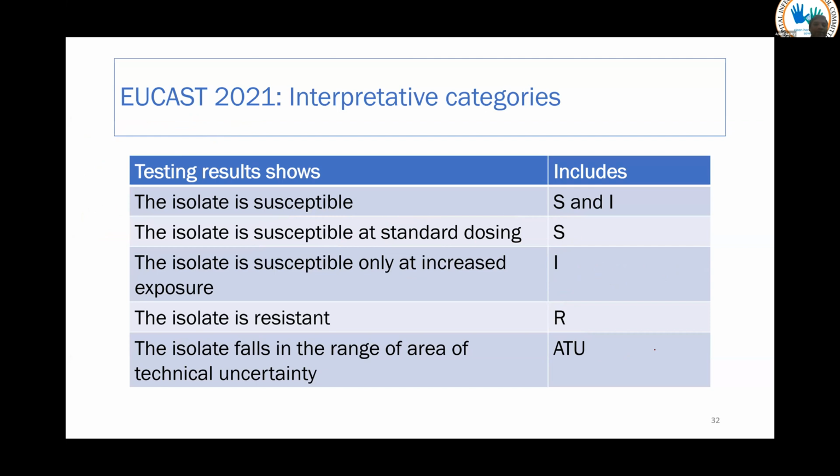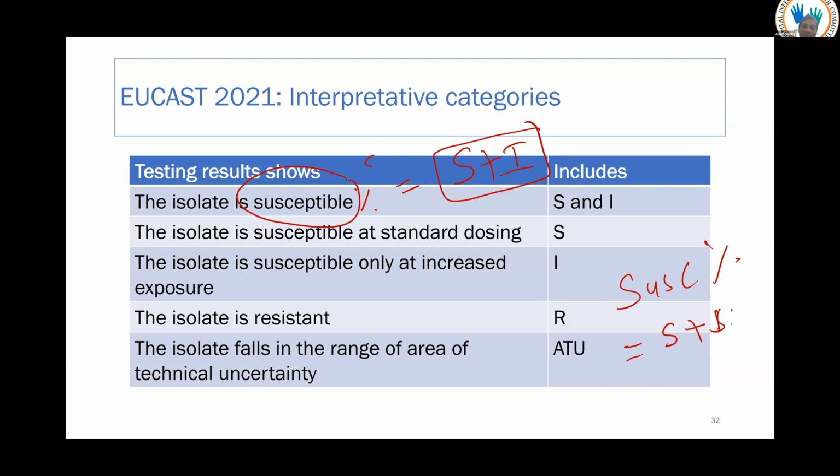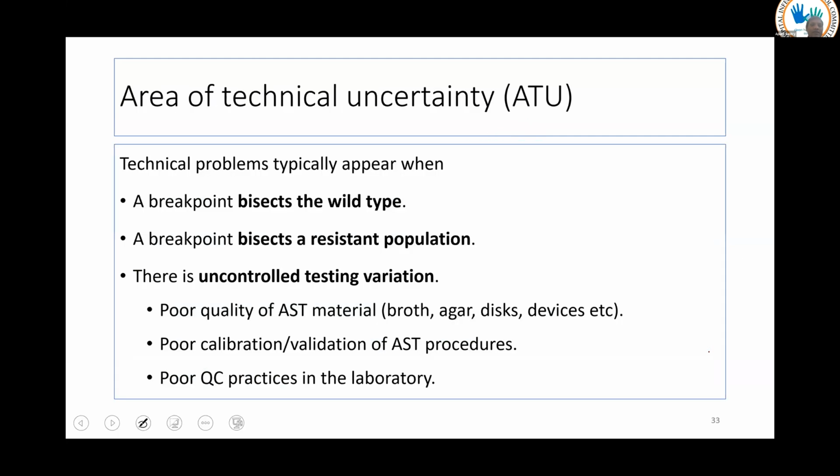Okay, so therefore somebody will ask you what is the susceptible percentage. If you want to analyze the susceptible percentage, you take both S and I category, because S is susceptible in standard dose, I is susceptible in increased dose. Both together will tell you the susceptible percentage. Same for CLSI also. In CLSI, the total susceptible percentage can be calculated as S plus SDD percentage. Correct?